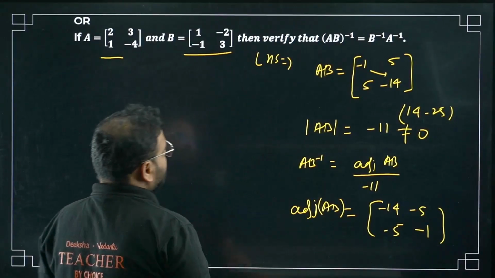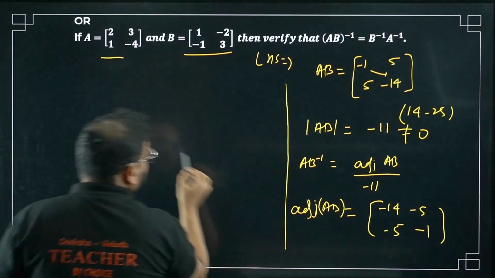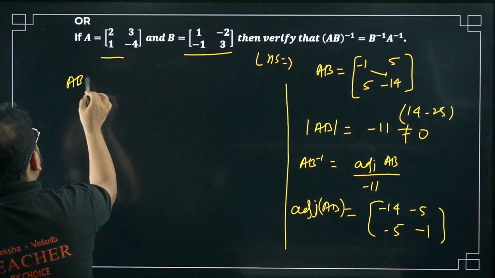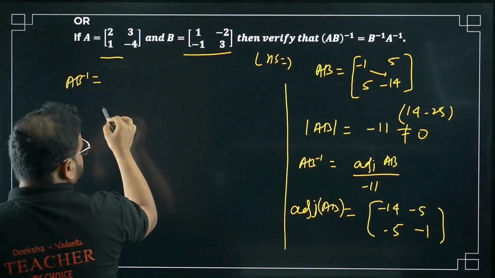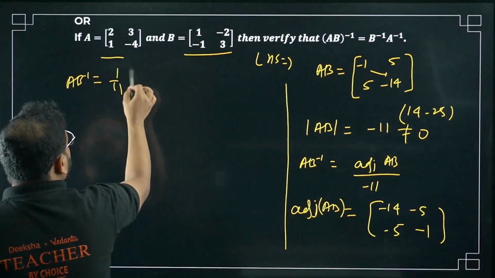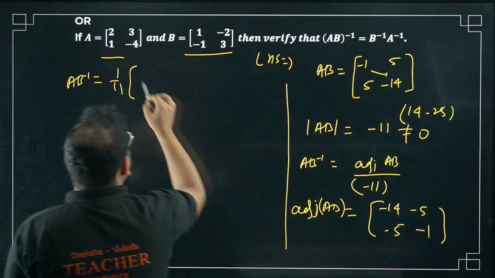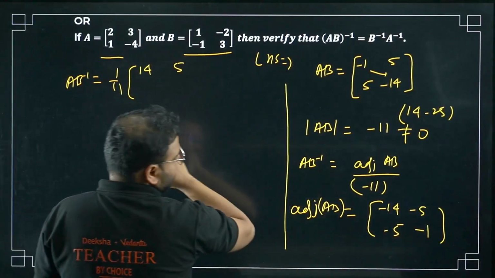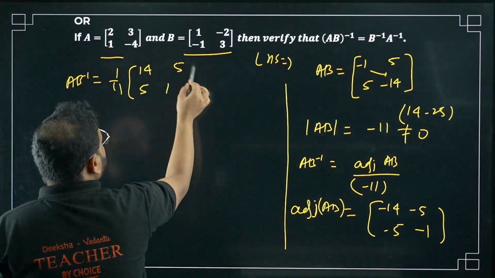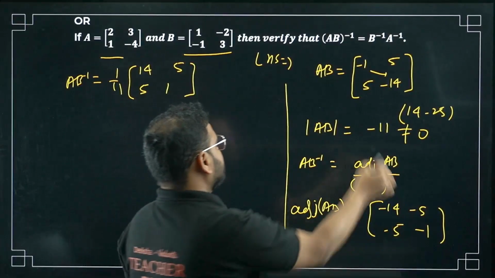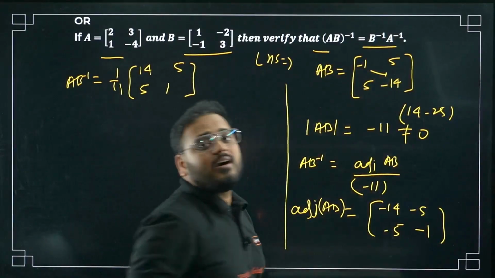Alright, so what is this going to be? Have a look. So you'll have AB inverse as 1 by 11. There's a minus sign, no? In the 11, I'll take the sign change in this. It will become 14, 5, and 1. This is your AB inverse. So LHS is clear. Let's find the RHS now.